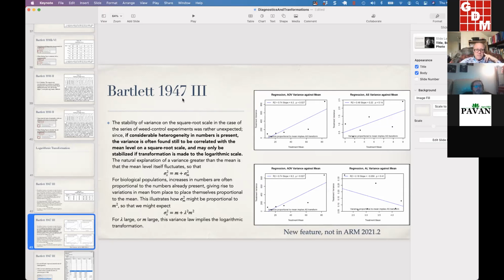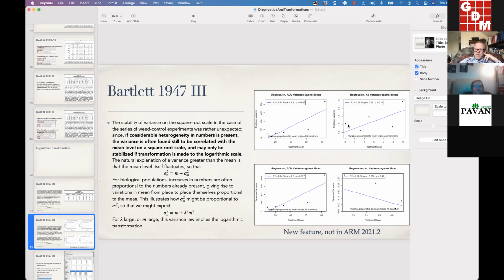1947 table number 3 example, there is considerable heterogeneity present, and it is still correlated with the data on the square root scale, and may only be stabilized on the logarithmic scale. Now, these are a couple graphs that I'm working on that I'm trying to decide if it's worth to include in column diagnostics, where we have the treatment mean and the treatment standard deviation. And we see that the treatment standard deviation is larger when the treatment mean is larger.